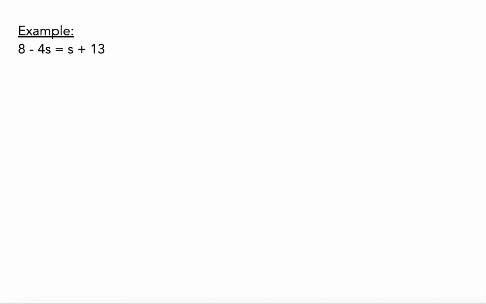So here's our first example. 8 minus 4s equals s plus 13. So in this equation, we have variables on both sides. I have s's on the left-hand side and I have s's on the right-hand side.